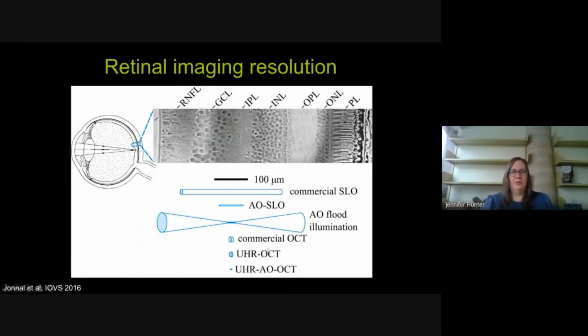And so there are a lot of different ways to do that. This is an example just showing a histological cross-section of the retina with all of its different layers. A commercial SLO system has poor axial and lateral resolution. But if we combine adaptive optics with a scanning light ophthalmoscope, a flood illumination system, or even, on the bottom here, an AOOCT, we can see that the volume of the PSF shrinks down and we can image and get quite good resolution in both of these things. There are advantages to using both OCT and SLO, and I'll talk a little bit about those next.